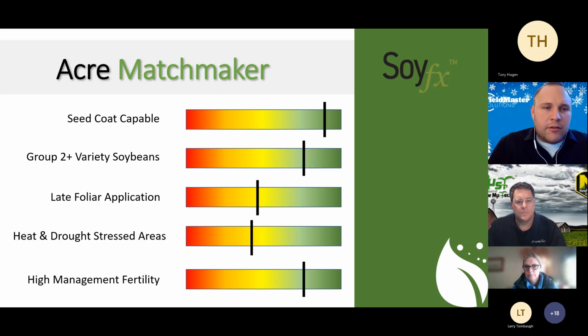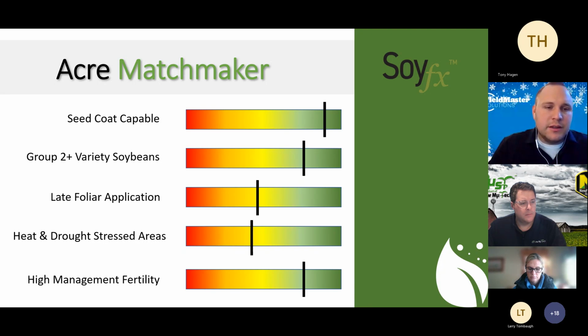So as we look at our recommendations with it, again, seed coat has been our best response. We see a nicer response the later the variety. So group 2s and above, we seem to see a bigger response, although this year we did have some really nice responses on a group 1. So it's not necessarily a hard set rule, but expectations-wise, the later the variety, the better the odds are in our experience.